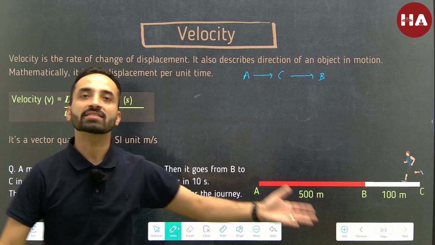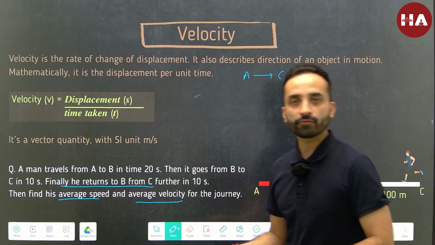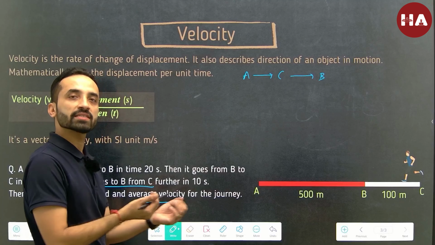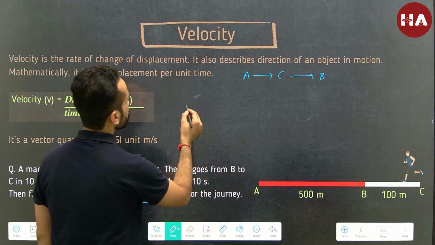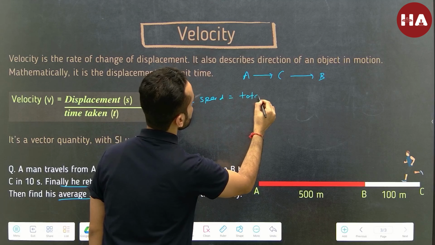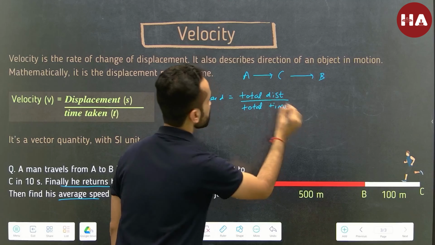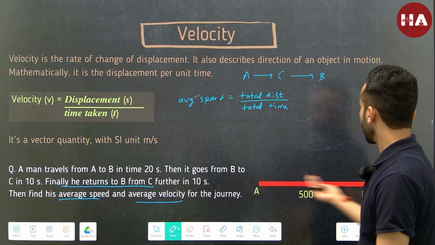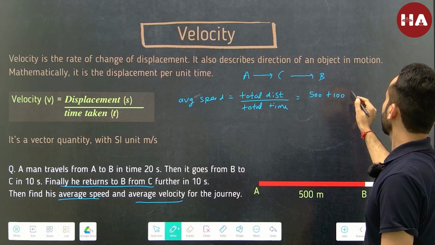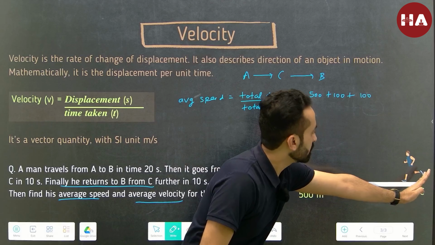So you might have done such questions in your previous grade, I do agree, but it is again to give you that revision of topics, how average speed and average velocity would differ, and what better way than taking a very simple example. All right, so average speed first. It is the total distance divided by the total time. So what is the total distance? Total distance is going to be 500 plus 100 and then plus 100 again. Why? Because he went A to B, then B to C, and then C to B again.